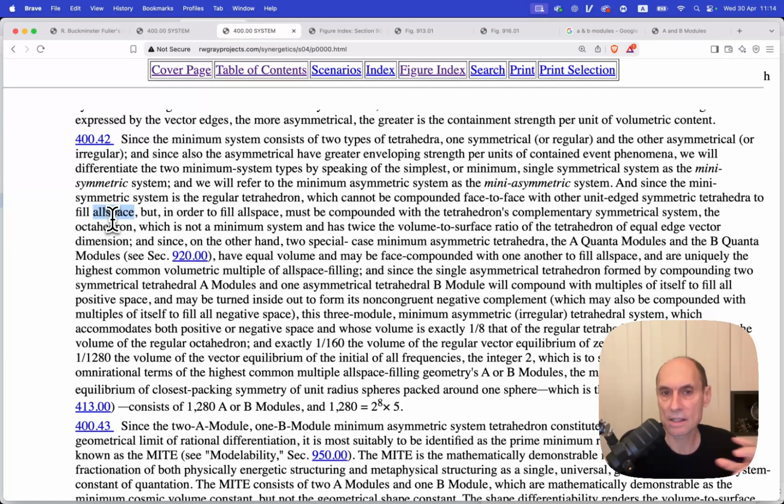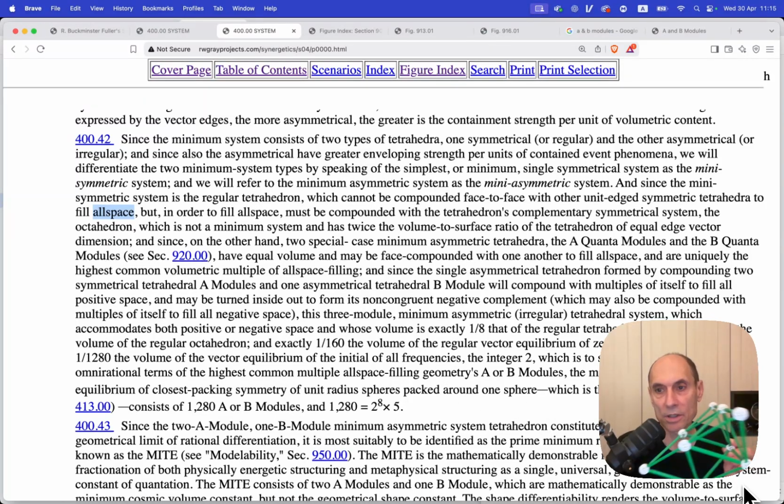So all space is an important aspect of certain shapes, and the tetrahedron cannot fill all space. Meaning if you put tetrahedron one against the other, it will not be able to go outward as far as you wish. But in order to fill all space must be compounded with the tetrahedron's complementary symmetrical system, the octahedron, which is not a minimum system and has twice the volume to surface ratio of the tetrahedron of equal edge vector dimension.